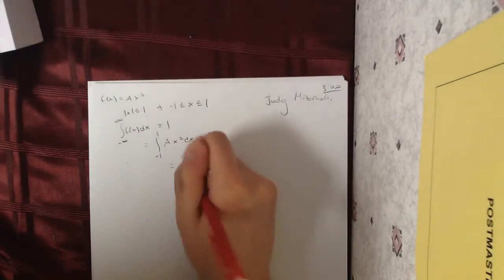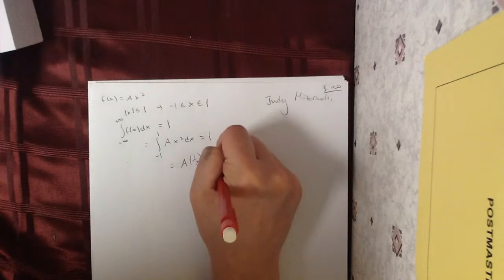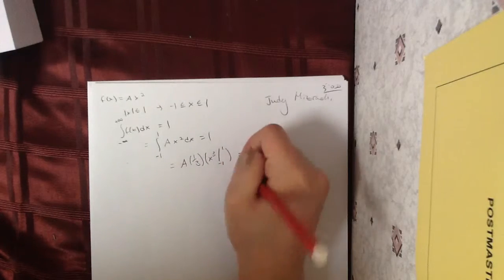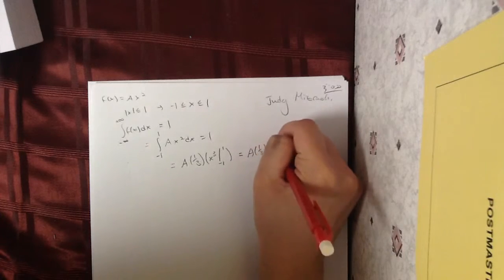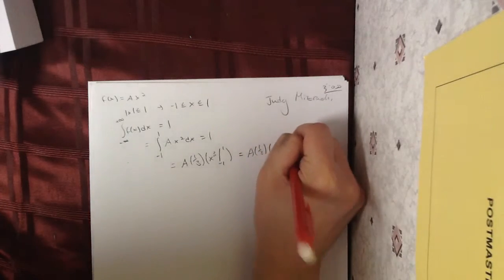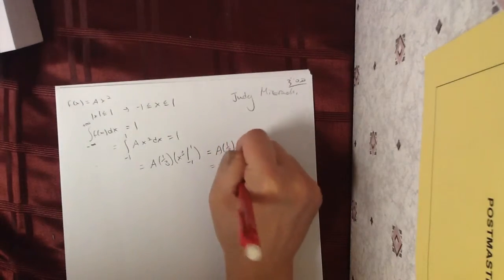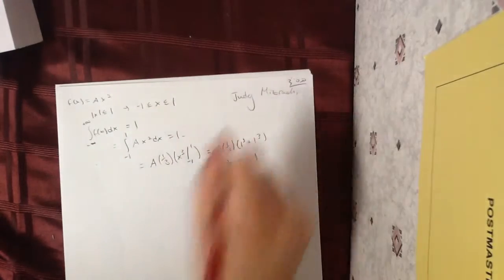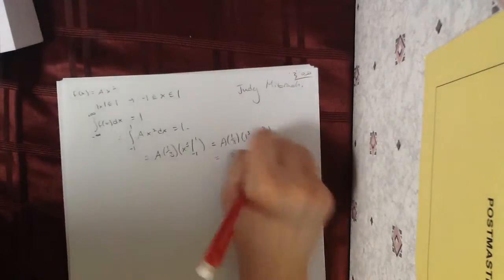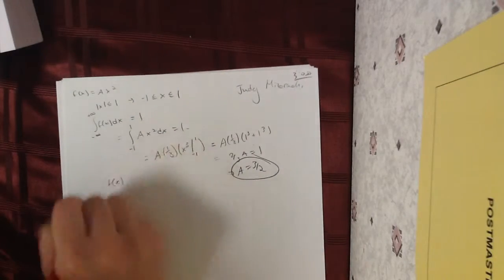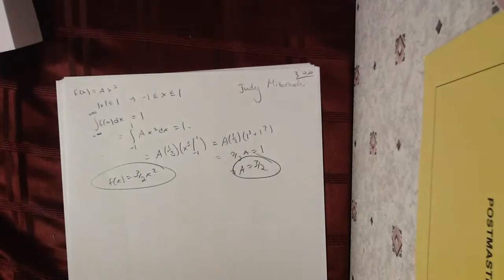This is going to equal a times 1/3 times x cubed evaluated from -1 to 1, which is the same thing as a times 1/3 times 1 cubed plus 1 cubed, because it's minus a -1. That's the same thing as 2/3 a, which has to equal 1. See where that works? Which means that a is going to equal 3/2. So f of x is actually going to equal 3/2 x squared. Beautiful, so we're done with part A.